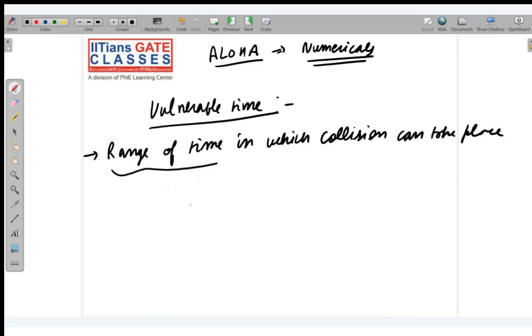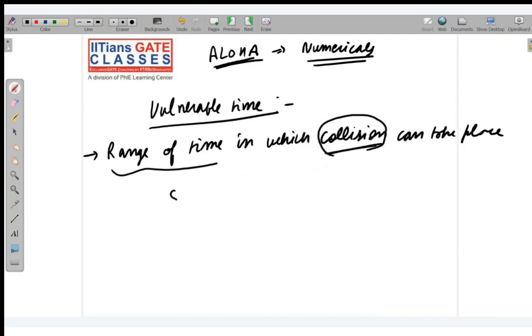Vulnerable, I think you already know, is a term used for, say, I am very vulnerable to diseases and so on. So it is an English term. ALOHA is vulnerable to what? Collisions, because any station can send data at any time. Whenever a station wants to send data, it can send. So it's vulnerable to collision. So we say that the range of time in which collision can take place is your vulnerable time.